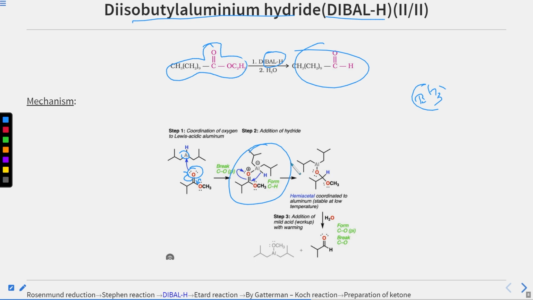Okay, now further what will happen? This hydride will be donated, I would say hydride, not hydrogen. So this aluminum is now containing a negative charge, so it will donate its electron to this center, and it will result in this kind of bonding. Now further, we quickly do the hydrolysis, or you can say addition of mild acid with warming. This would result in breaking of this bond and would result in the final aldehyde. Clear? So this is the mechanism of DIBAL-H with both ester and nitrile.